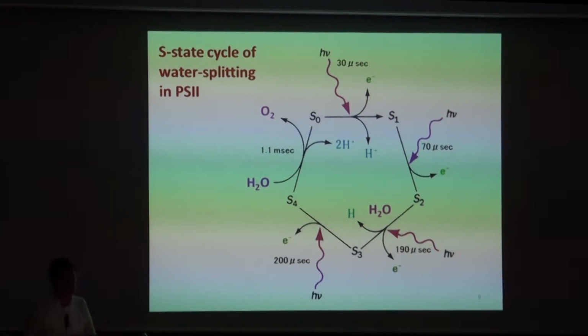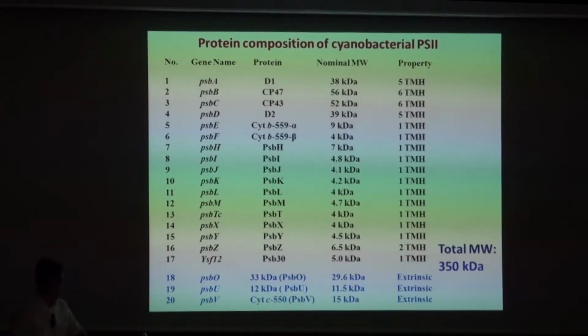This state cycle was proposed more than 40 years ago, but the exact structure of the catalyst in this cycle was not known, because we have to analyze the structure of PS2, and this is what we have been doing for many years. It took us a long time, because PS2 is a very complicated and large membrane protein complex.